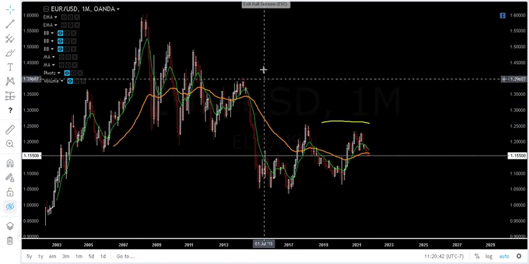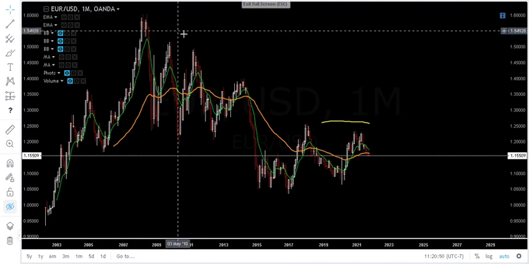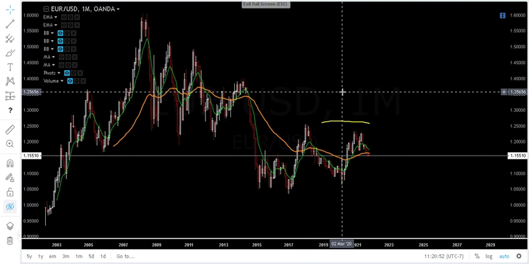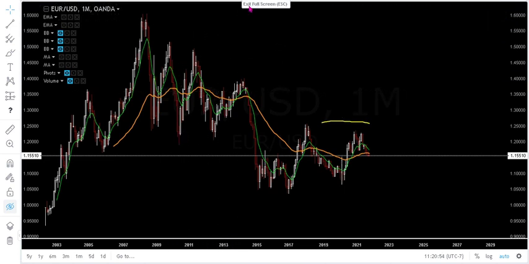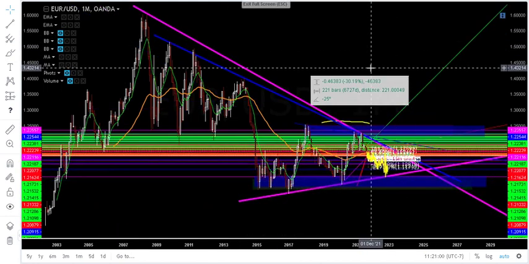So that's the monthly. Let me make sure of my notes. I'm looking at my notes from last Friday. Matches up. The 9 is over the 50. Yeah, it's pretty much the same. Let me see what else I could show based on my analysis. Oh, these are the zones.